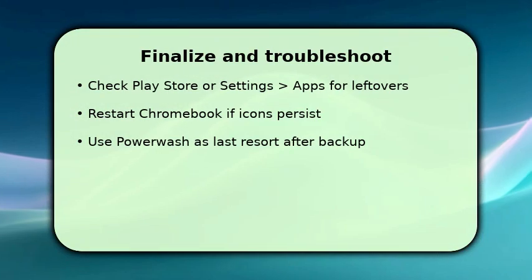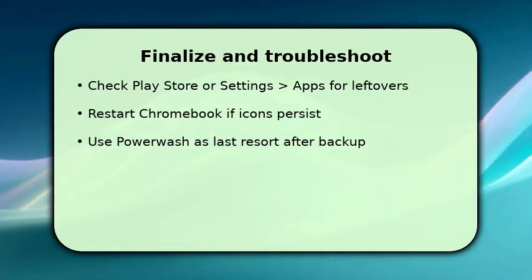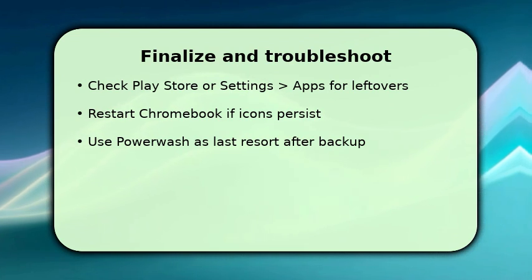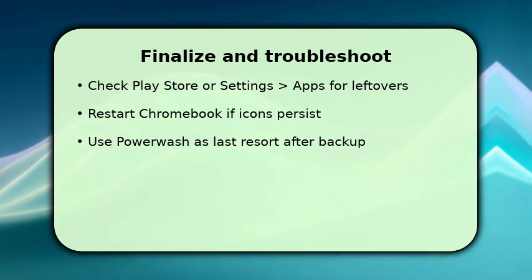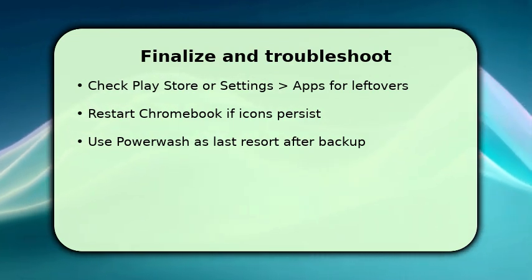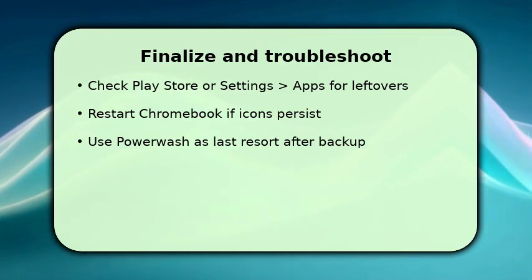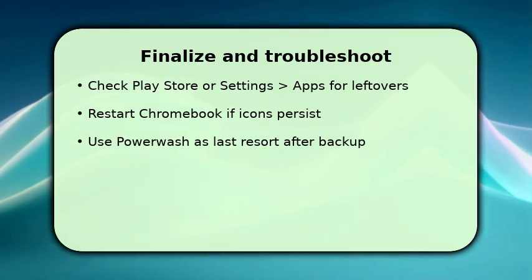After uninstalling, verify removal by opening Settings apps or the Play Store to confirm it's gone. This ensures no background services remain. If the icon still shows, restart your Chromebook to refresh the launcher cache. Make sure to clear cached app data if you plan to reinstall later.